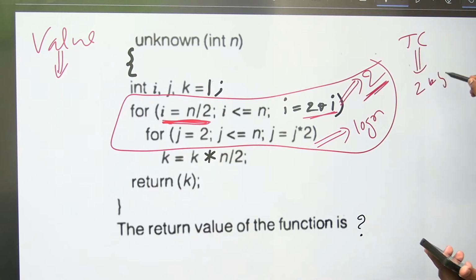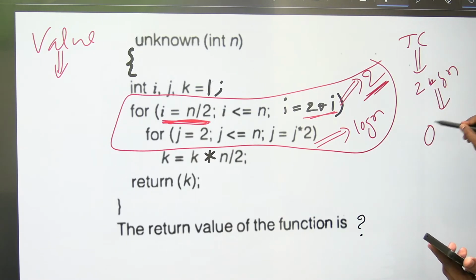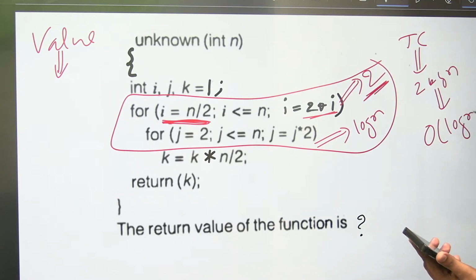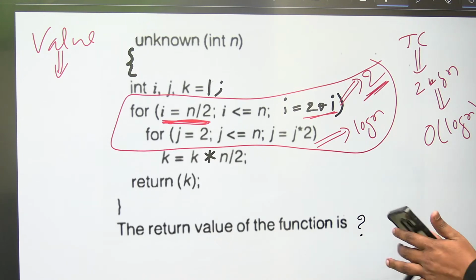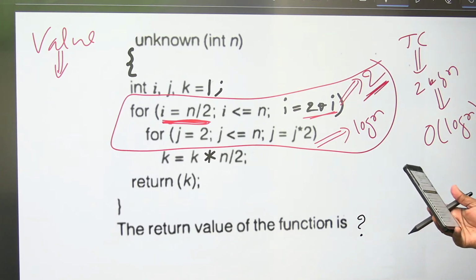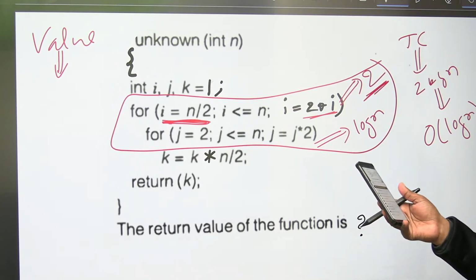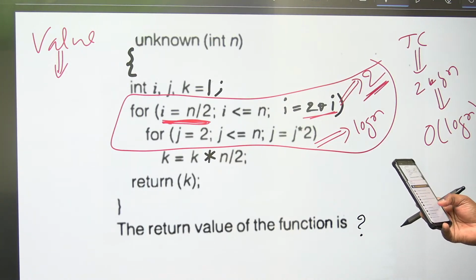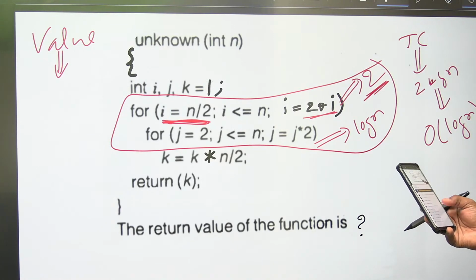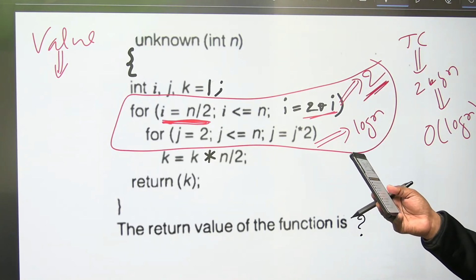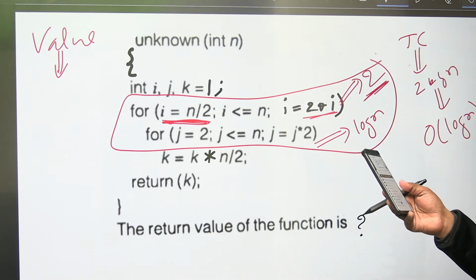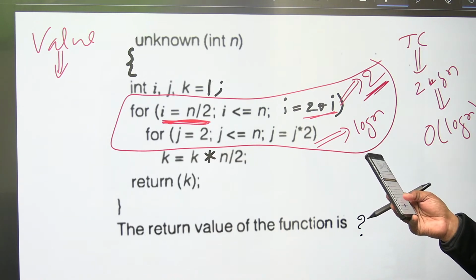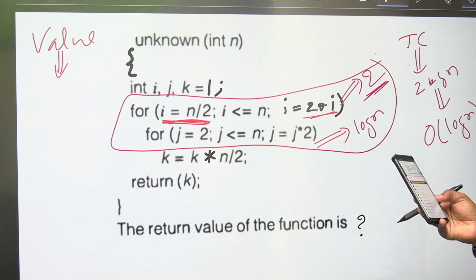2 log n. So time complexity is log n. Time complexity log n, not n log n. Ranjan has written n log n. Not n log n. Careful.